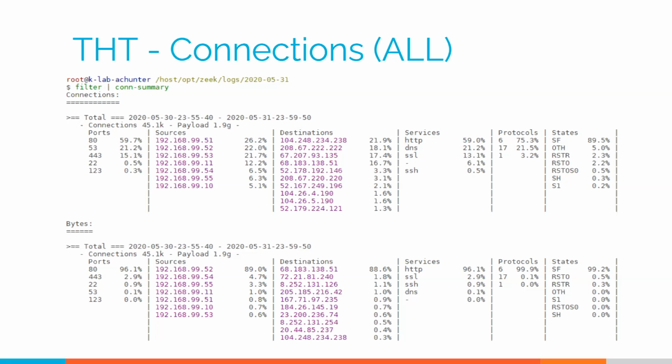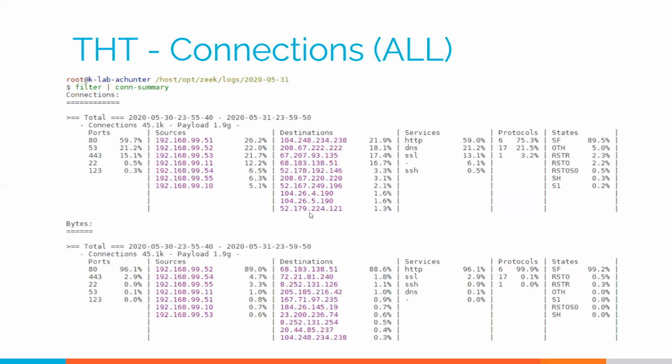I'm just running filter pipe con summary. This is going to show all the connections from this date, so it's a 24-hour period. As you see, it's given us a summary of all the connections. Within this 24-hour period, we have a little over 45,000 connections and the total amount of data that was transferred during these connections. And it'll break it down by the percentage of traffic.